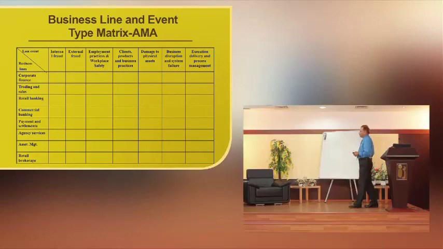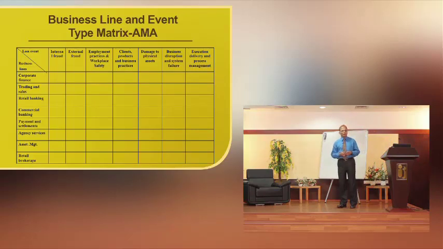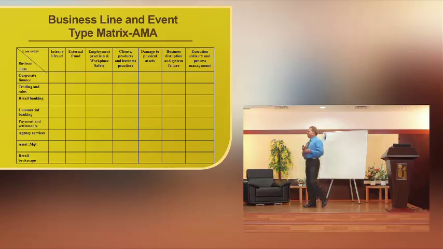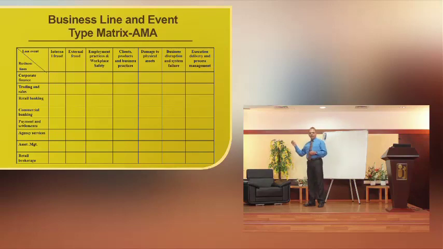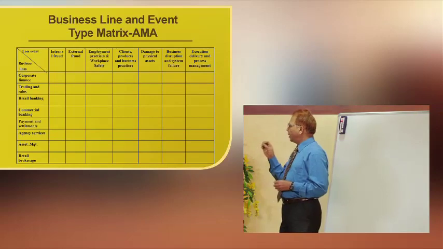So for the advanced measurement approach, which is very, very sophisticated and very, very data intensive, they have prescribed the business lines which are the same as those used for the standardized approach. There are 7 event types under each of these business lines. So you need to identify historical data and fill in this 8x7 matrix. Basically you need 56 kinds of data requirements.